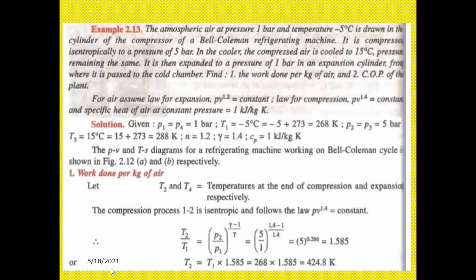So this is a way of concluding the problems for the Bell Coleman cycle, or the reverse Joule cycle. Now see the next one.